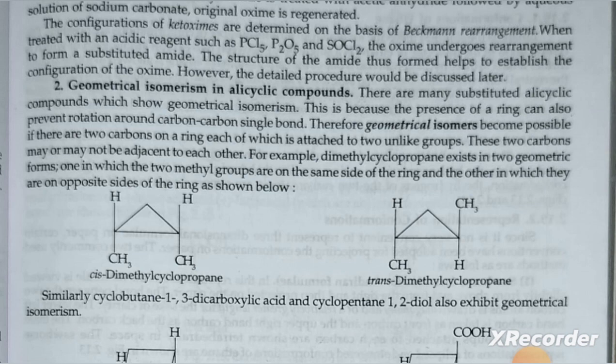For example, dimethyl cyclopropane exists in two geometric forms. One in which the two methyl groups are on the same side of the ring, and another in which they are on opposite sides of the ring, as shown below. Cis-dimethyl cyclopropane and trans-dimethyl cyclopropane. Similarly, cyclobutane 1,3-dicarboxylic acid and cyclopentane 1,2-diol also exhibit geometrical isomerism.